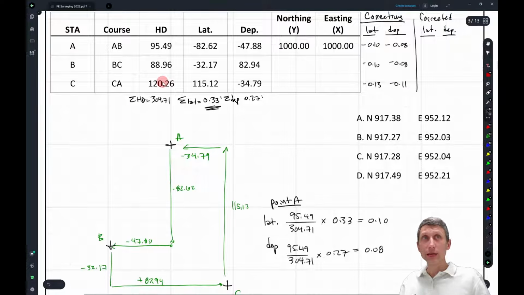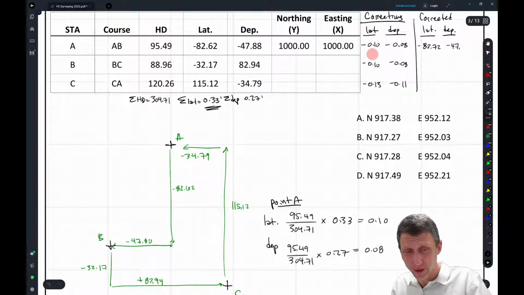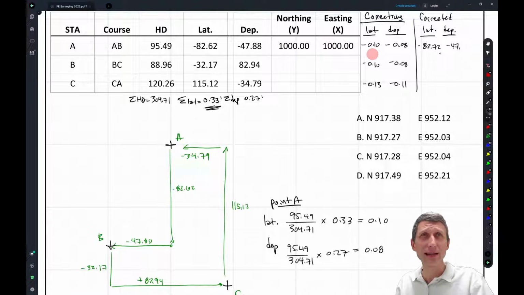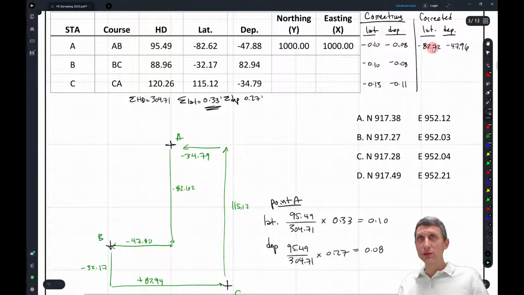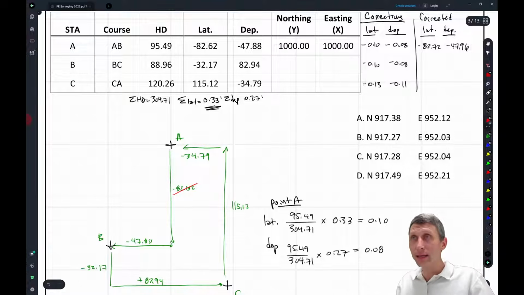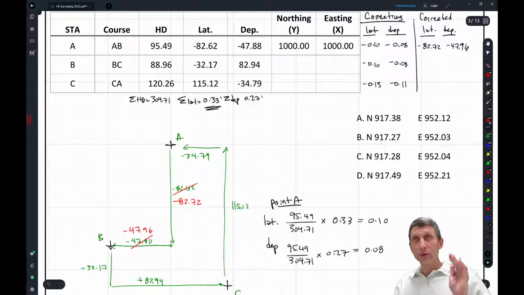Now for the corrected latitudes and departures, we take the 82.62 and add this negative 0.10 to it. So I'm going to get negative 82.72, and my corrected departure is going to be negative 47.96. So these are the new latitudes and departures. In other words, instead of coming down 82.62, I'm actually coming down 82.72 when it's corrected. Instead of being 47.88, I'm actually 47.96.